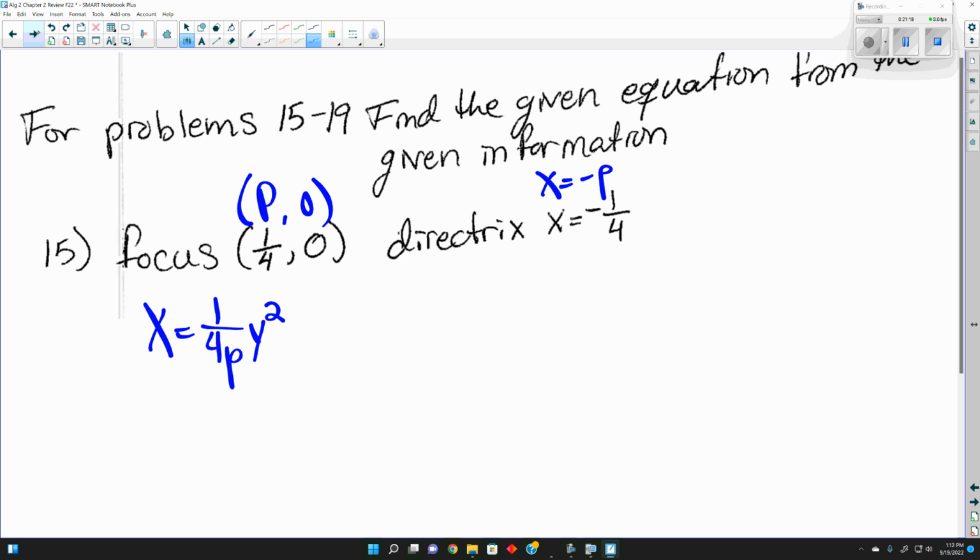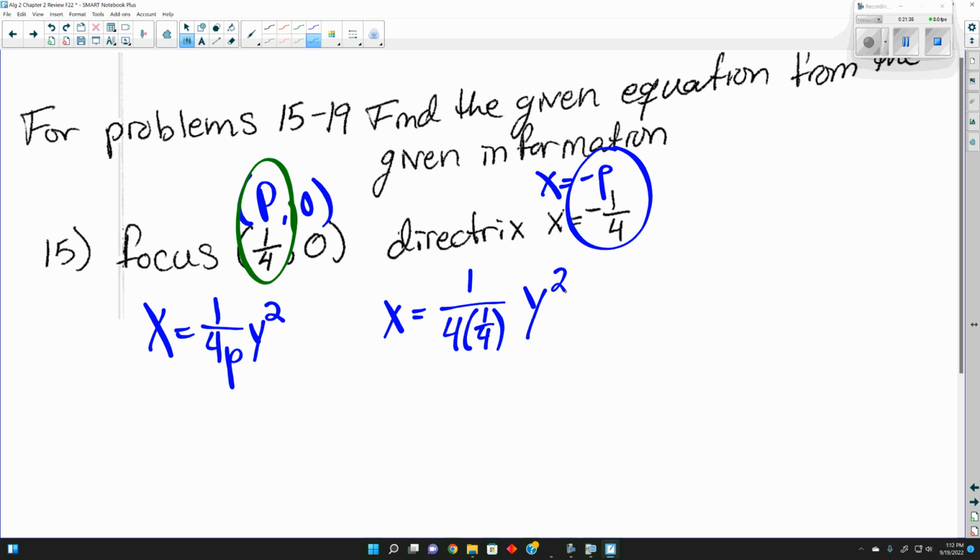Now, what's the value of p? Positive p is 1/4. Negative p is negative 1/4. So the value of p is 1/4. So we're saying x is equal to 1 over 4 times 1/4 y squared. Well, 4 times 1/4 is 1, and 1 over 1 is just 1, so x equals y squared. And that's it. For these, we just need to find the value of p, plug it in, and simplify, and we're done. That's all we have to do for this here.